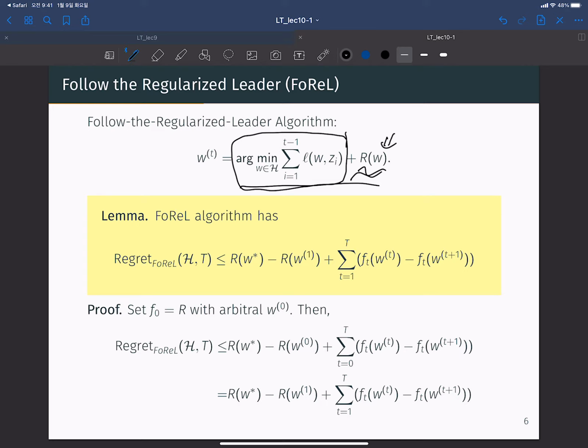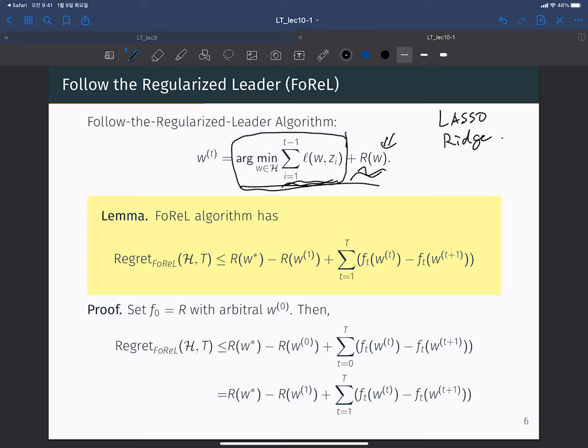Again, the R function is also usually convex, and then we optimize not just the sum of loss functions, but the sum of loss functions plus the regularization function. This regularized approach is very common in machine learning. For instance, lasso or ridge regression, both are very famous approaches for regression tasks.